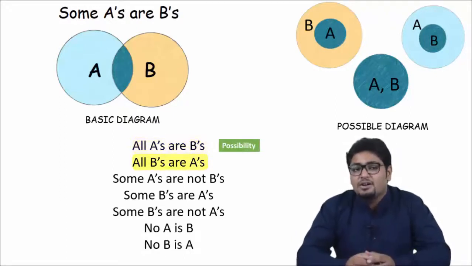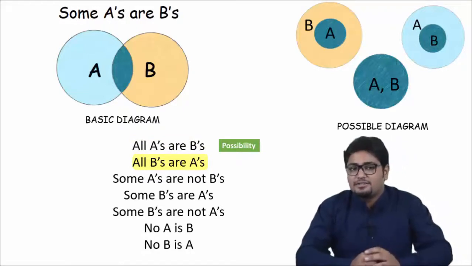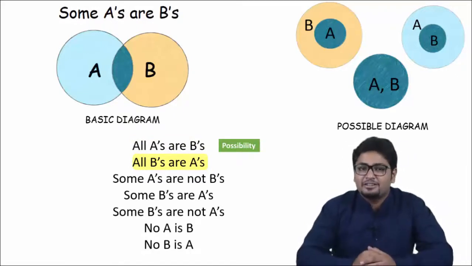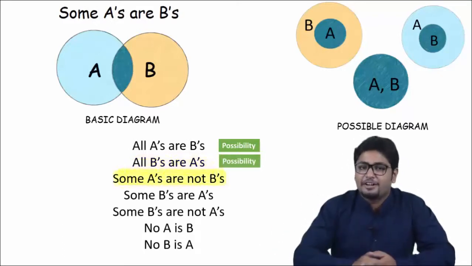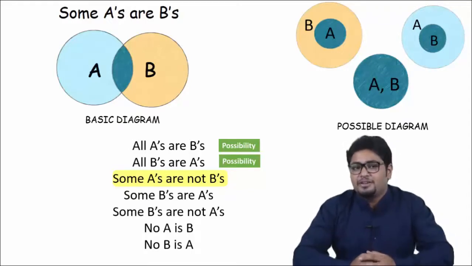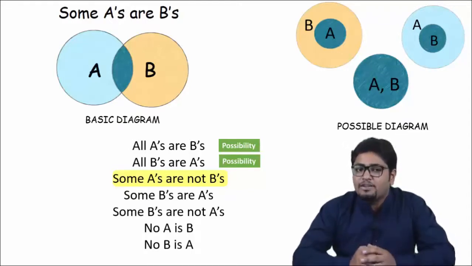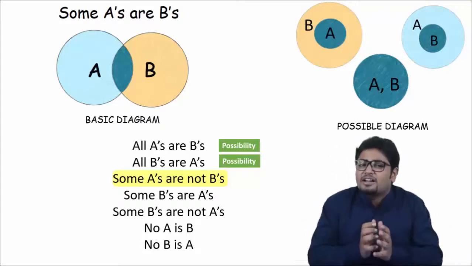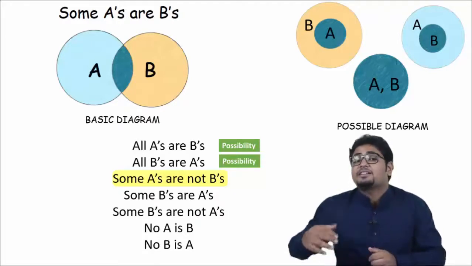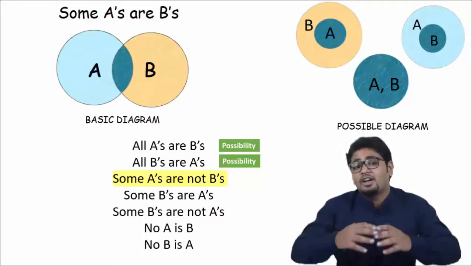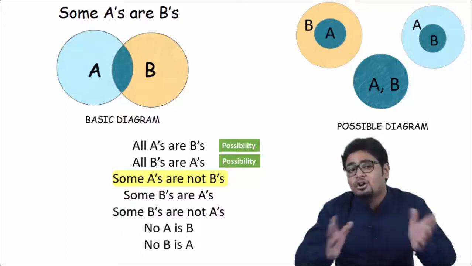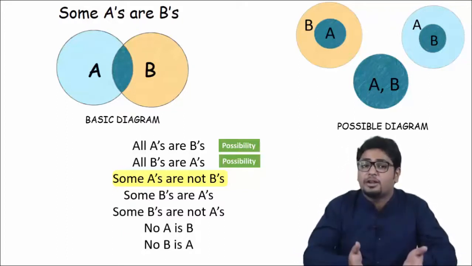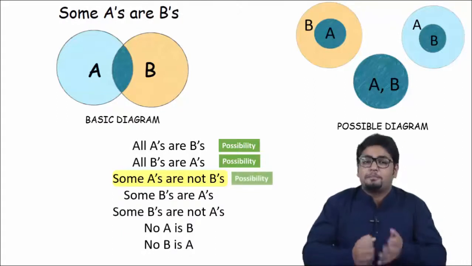Next, all B's are A's. Pretty much the same as the first statement. So, again a possibility. Let's look at the third statement. Some A's are not B's. So, according to the basic diagram, there are some A's which are not B's. So, this seems a correct choice. But in the third possible diagram, we can see that all A's are B's. There is not a single element which is not B. So, this becomes a possibility.